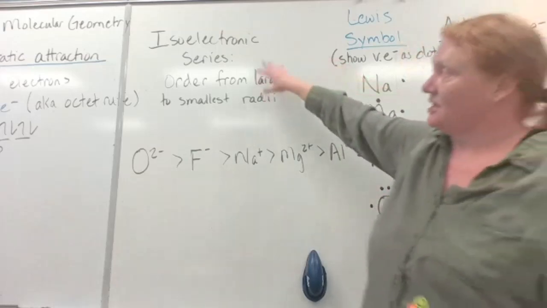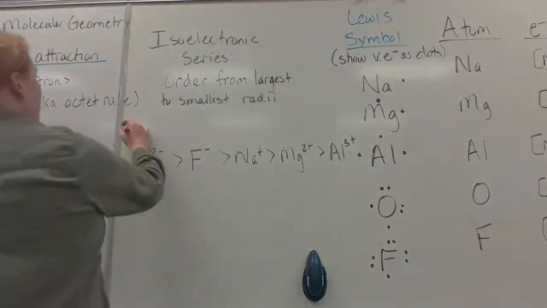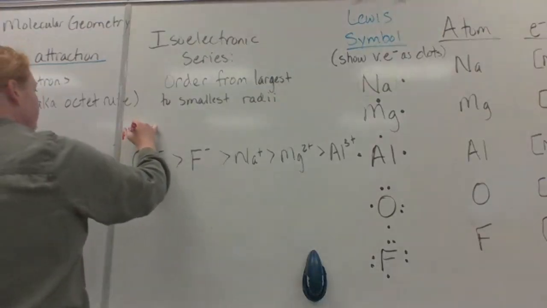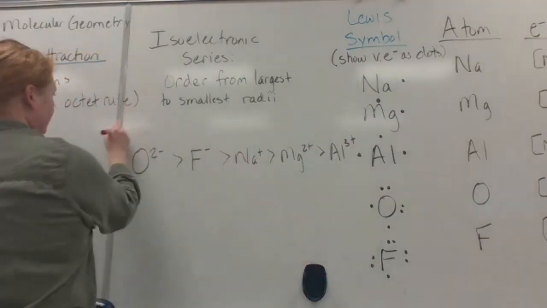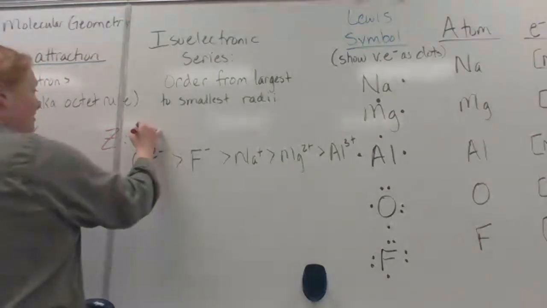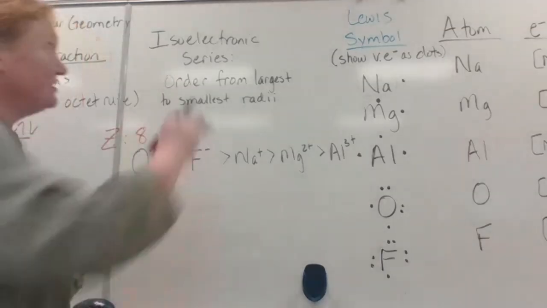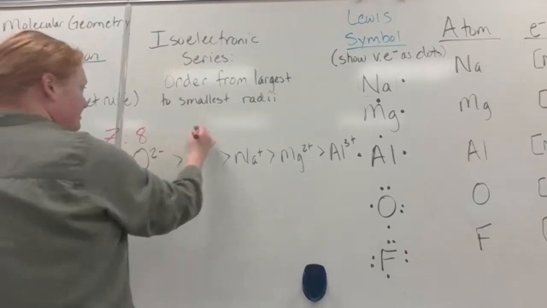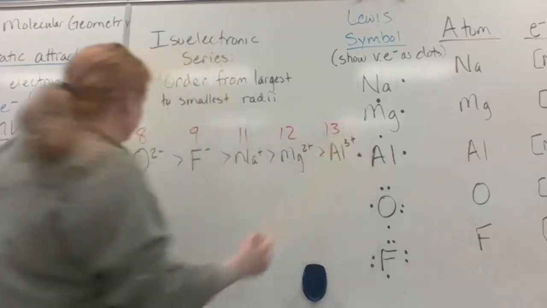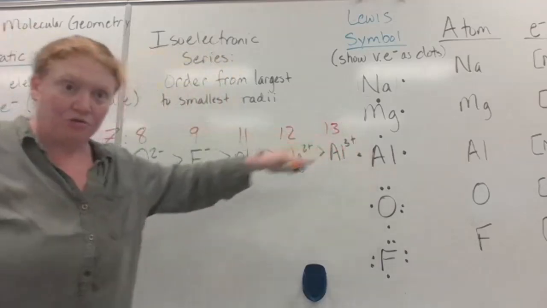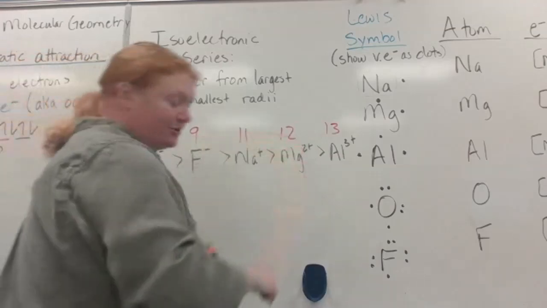Another way you could remember this trend about size with isoelectronic series is that the element with the smallest atomic number, you know, we use the letter Z for that. If you go by their Z numbers, the smallest atomic number should be the biggest ion in an isoelectronic series. 8, 9, 11, 12, 13. This should always hold true about size. Smaller atomic number, larger ion size compared to a series.